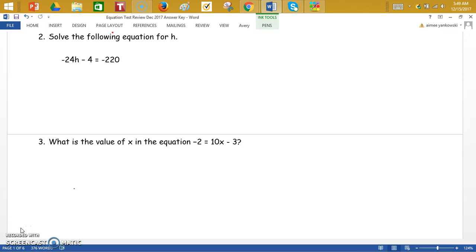All right, 7th graders, this is to help you with question 2 on your equation test review. It says solve the following equation for h. So I want to get h all by itself on one side of this equal sign.